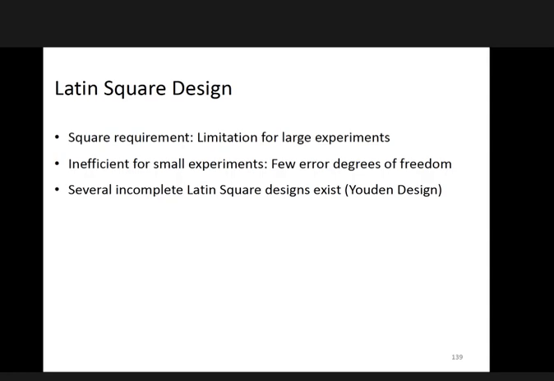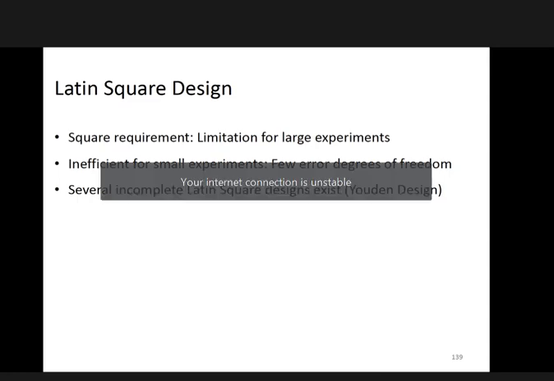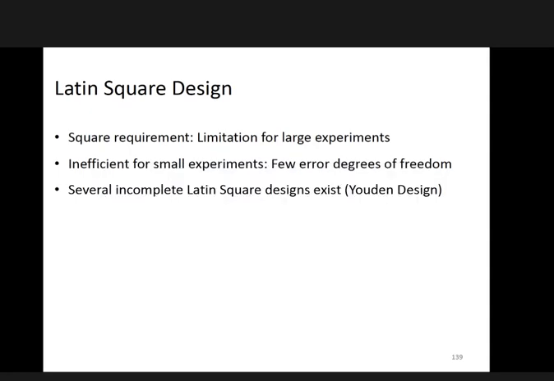And then the other reason why Latin square may be a problem is that if you have an experiment with very few treatments, let's say only 3 treatments, then you're going to have very few degrees of freedom when you're constructing your analysis of variance. Few degrees of freedom means that the experiment is inefficient. You will not be able to detect the differences that exist in your trial. So your experiment, in a way, might have very low power.